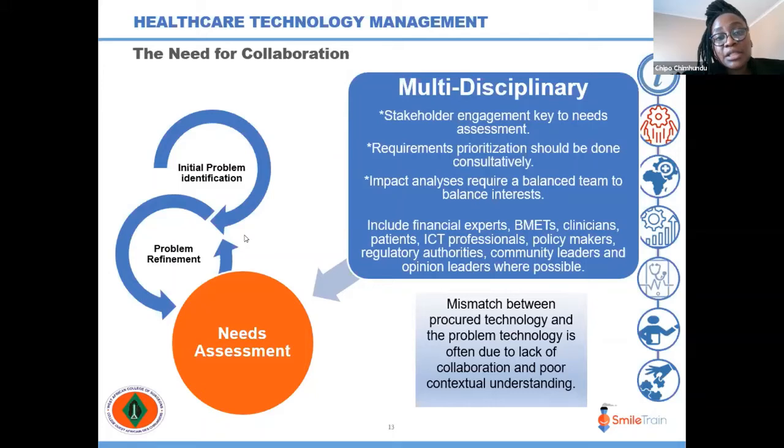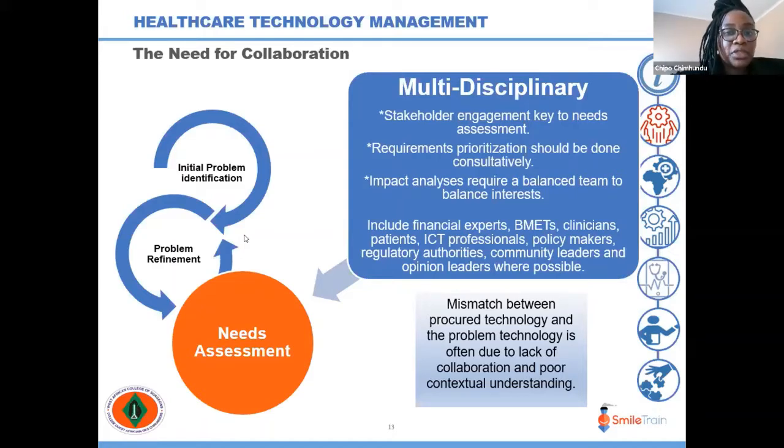It includes our clinicians, our patients. Sometimes we need to interview them to see what their patient experience preferences are, IT professionals, policymakers, regulatory authorities, as I alluded to earlier, community leaders, and opinion leaders where possible. For example, here in Zimbabwe, it's very possible for you to come with a very bright idea for how you're going to penetrate the community. But the minute you reach higher levels in the rural communities, by the time you get to the chief, they can really tell you to go back to the bottom line and start your correct protocol for how a chief is supposed to be addressed.